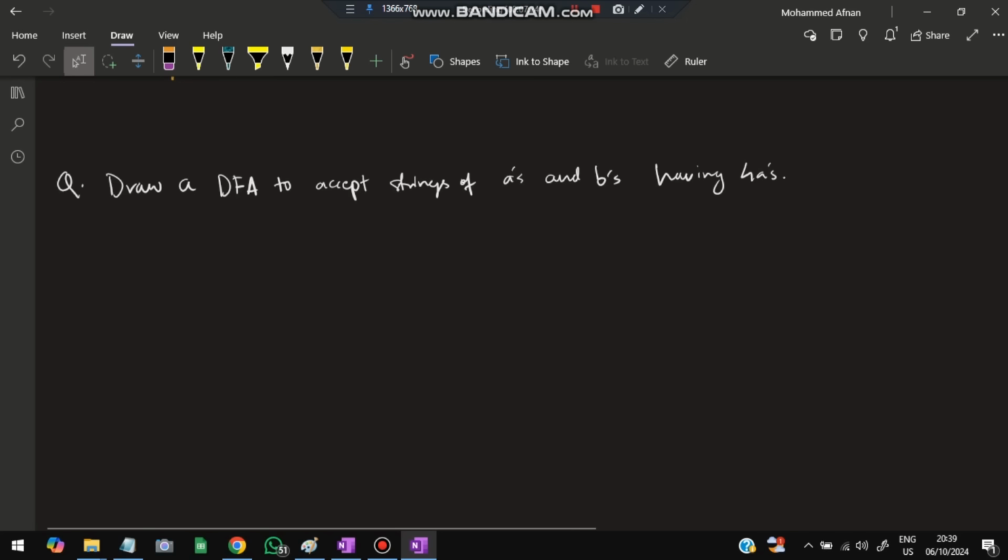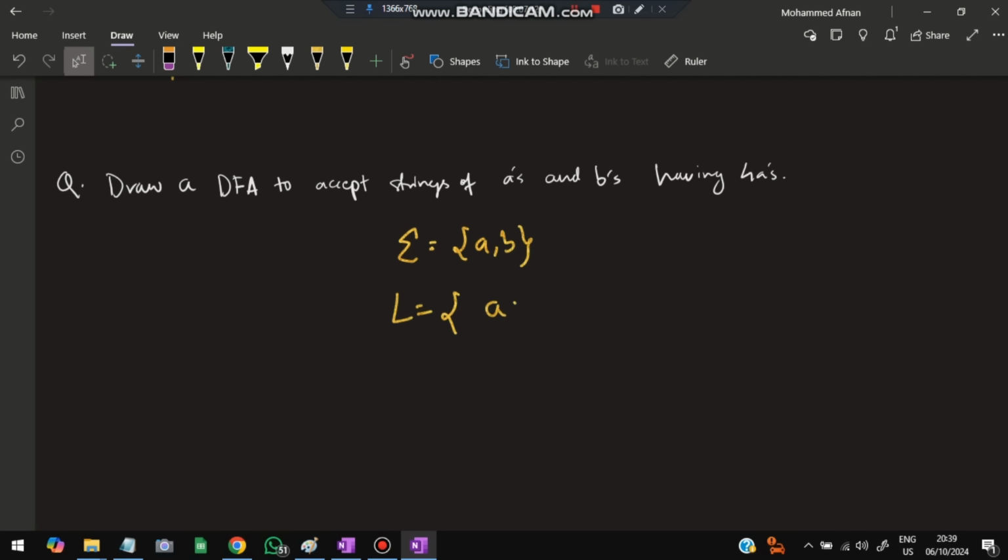Next, draw a DFA to accept strings of A's and B's having 4 A's. This is the condition: 4 A's should be there. Okay, so let's have a look. Exactly 4 A's. Having 4 A's means exactly 4 A's. So what are the alphabets given? A and B. What is the language we can form?